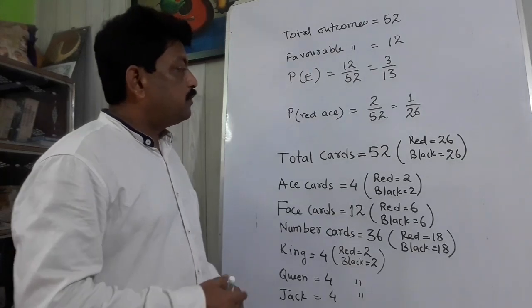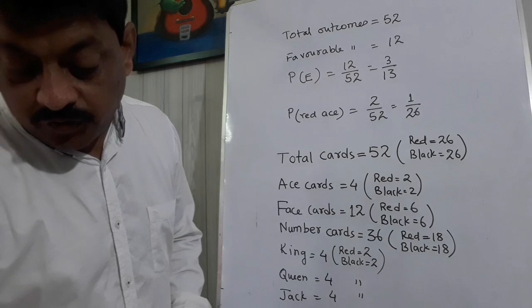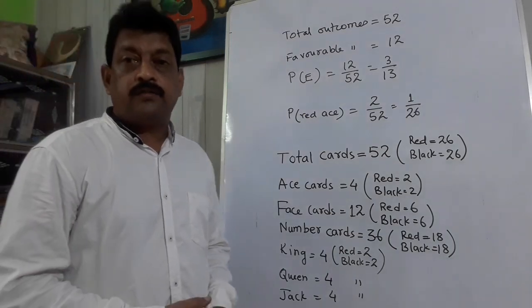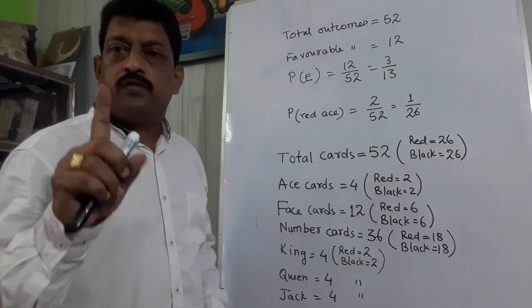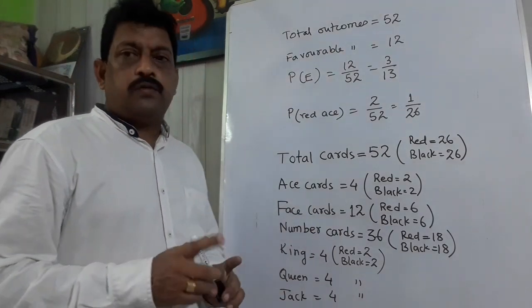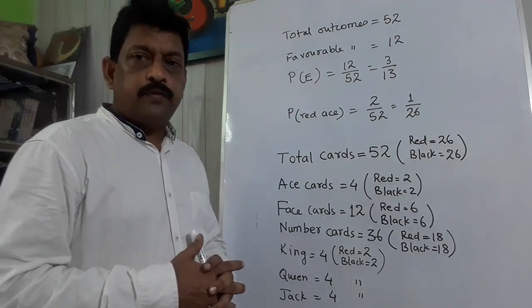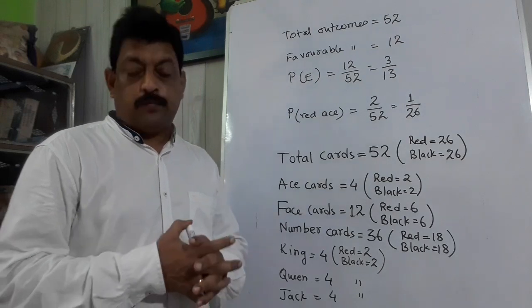Now what is the probability of getting the jack of hearts? In the row of hearts we have seen there is only one jack, red color, so favorable outcome is 1. Therefore the probability will be 1 upon 52.